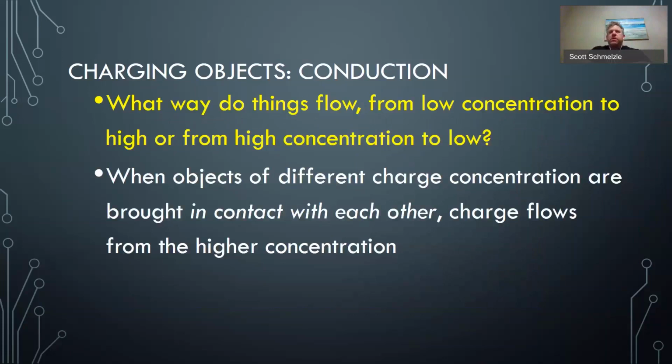What way do things flow? From low to high concentration or high to low? Objects are going to flow from high to low, right? So when we see a conduction piece, what ends up happening is that we have an area of high concentration. When it comes in contact, this area of high concentration now will lose that concentration. It'll spread out to an area of low concentration, right?